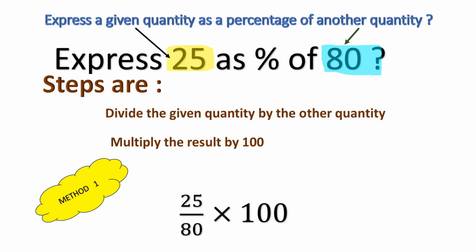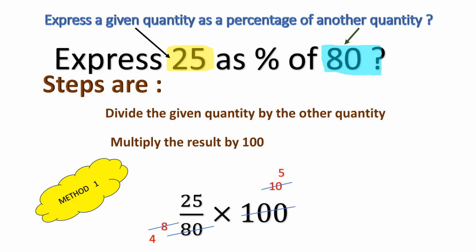In method 1, what we can do is we can strike 80 with 100. So 10 times 8 gives us 80 and 10 times 10 gives us 100. Again, we can strike 8. 2 times 4 gives us 8. 2 times 5 gives us 10. Now, there is nothing more that we can strike with each other.